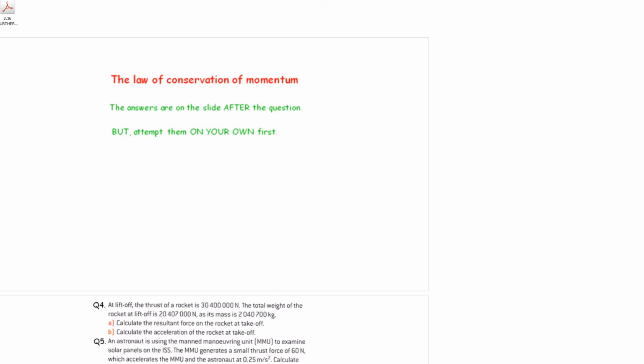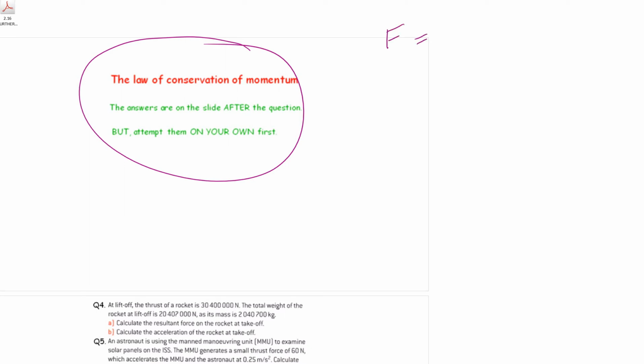Right, hello Year 11. We have got time, so we're going to look at this lesson again because I don't think everyone fully understood what was going on. The law of the conservation of momentum. We've got this equation here, F equals ma. That's Newton's second law, right? Newton's second law.